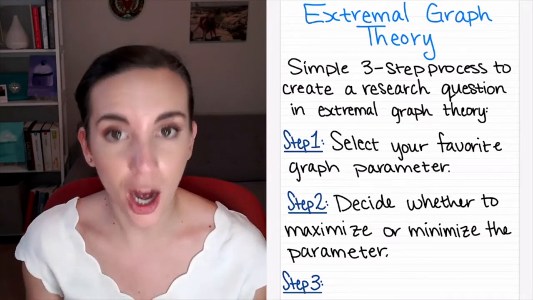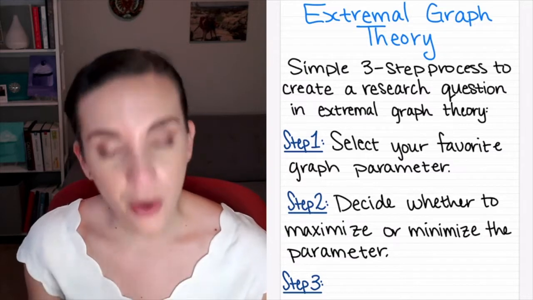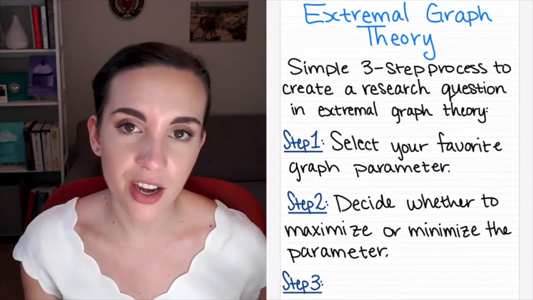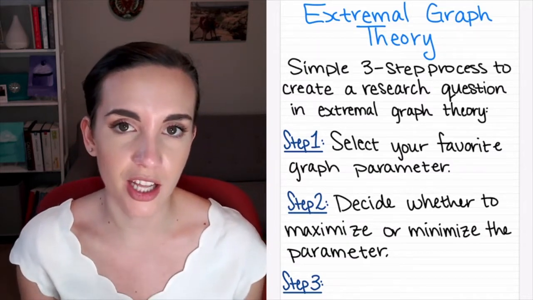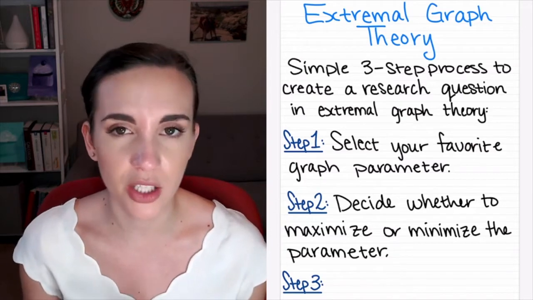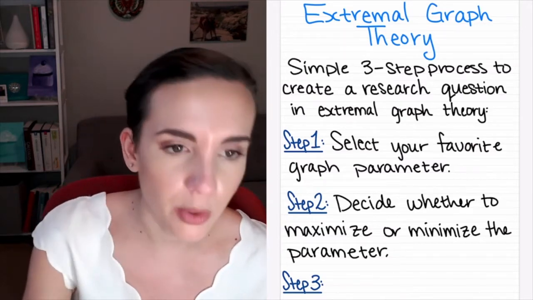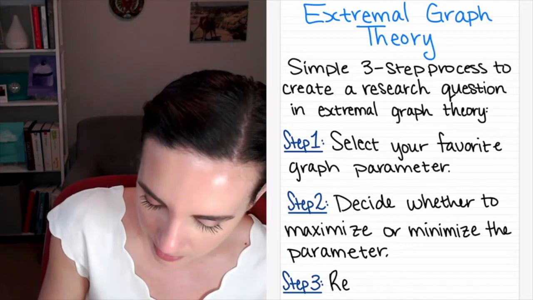Step three is optional. But the point of step three is that it sort of narrows your search in the types of graphs that you are considering. So what we'll do in step three is we will restrict some properties of the graphs you consider.